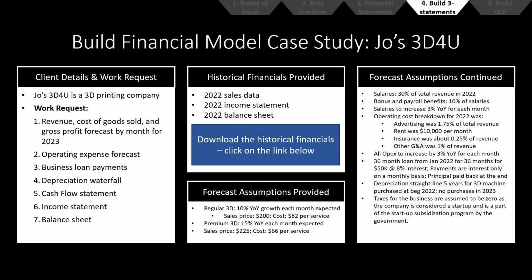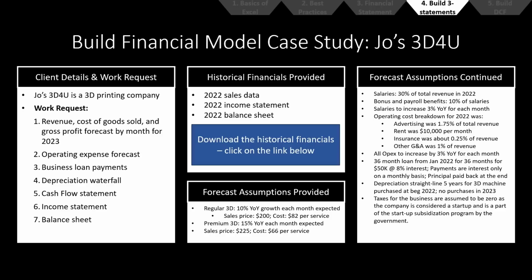Salaries were 30% of total revenue in 2022. Bonus and payroll benefits were about 10% of the total salaries. Salaries will increase by 3% over last year's actuals for each month. The operating cost breakdown for 2022 is as follows. Advertising was 1.75% of total revenue. Rent was $10,000 per month. Insurance was about 0.25% of revenue. And other G&A costs were 1% of revenue. All fixed operating expenses will increase by 3% over last year's actuals for each month.